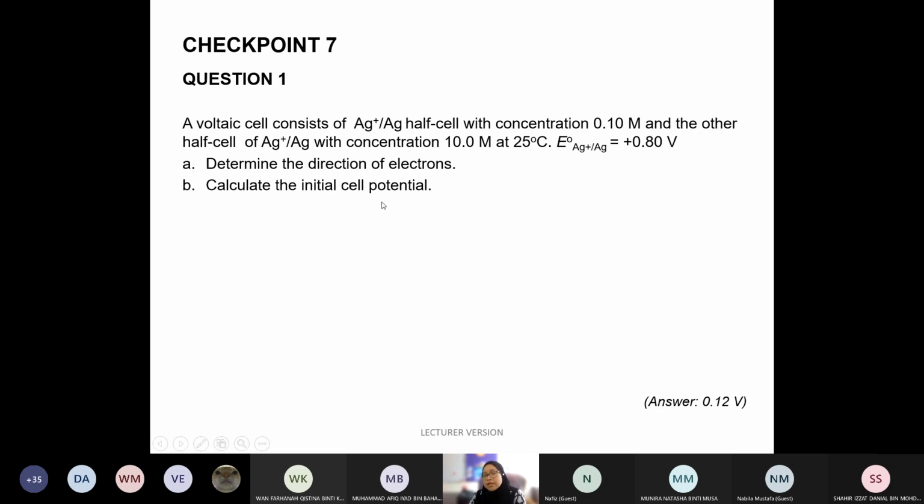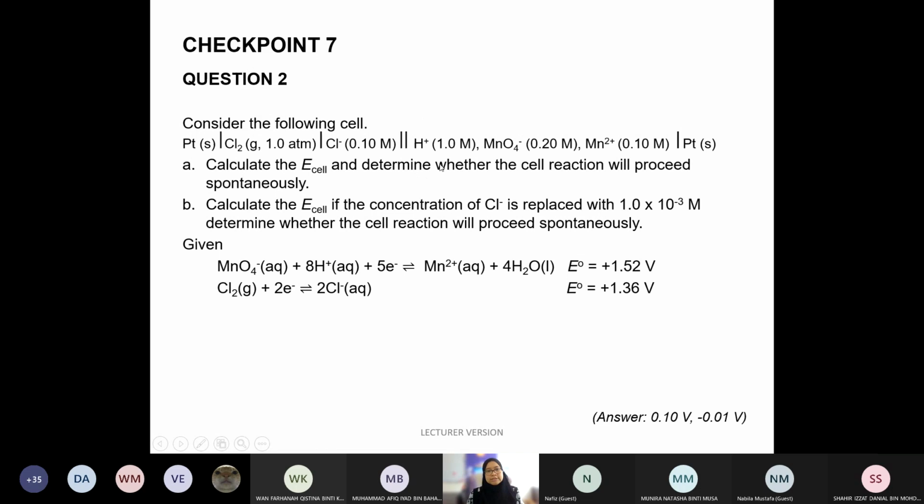Calculate the initial cell potential. As you can see, the concentrations given are not at 1 molar. Both of them need to be at 1 molar in order to not use the Nernst equation, so that we can simply use the E0 cell at standard condition. If one concentration is 1 molar and the other is not, it is still Nernst. You still need to use Nernst. Both must be at 1 molar before you can skip Nernst. So you have to use Nernst.